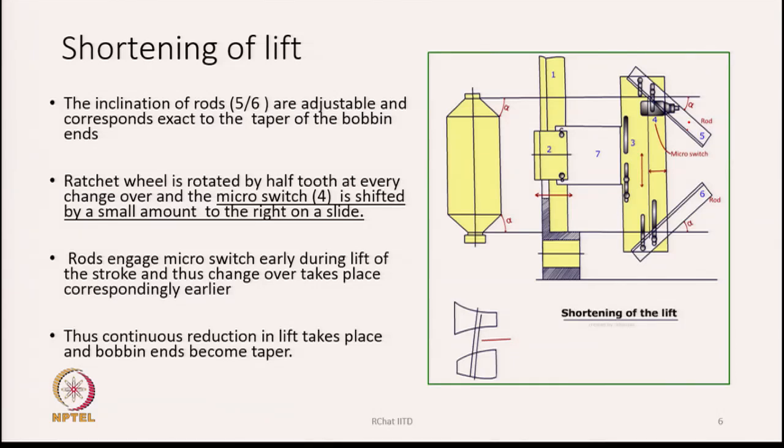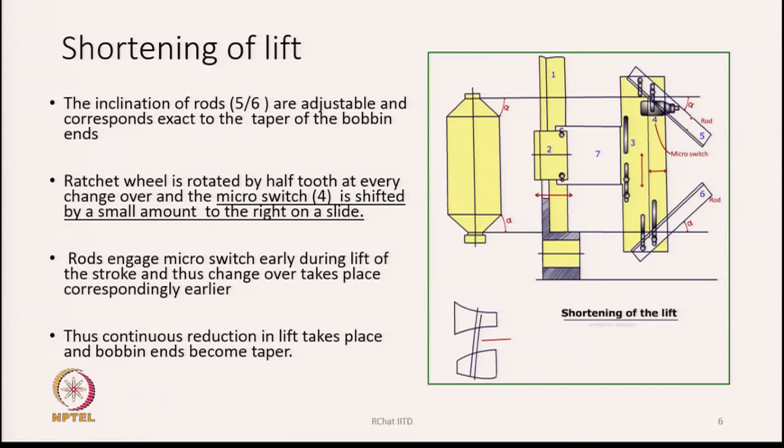The ratchet wheel is rotated by half a tooth at every changeover, and micro switch 4 is shifted by a small amount. What happens is that the micro switch itself moves by a small amount to the right hand side as well, and if it shifts to the right hand side, every time it is pressed, the rods will engage the micro switch early during the lift of the stroke, and thus the changeover will take place correspondingly earlier.